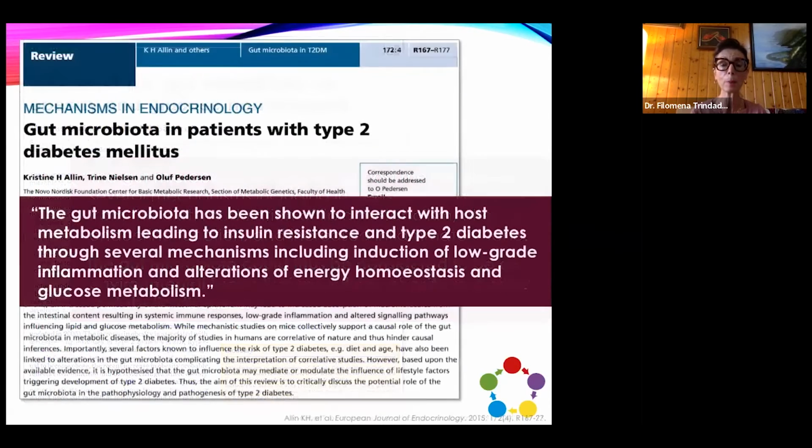That really didn't happen until this article came out in 2015. It was really looking at all the different articles that had been previously published on ways in which changes in the gut microbiota contribute to insulin resistance and type 2 diabetes. But what it did is it narrowed down to 3.